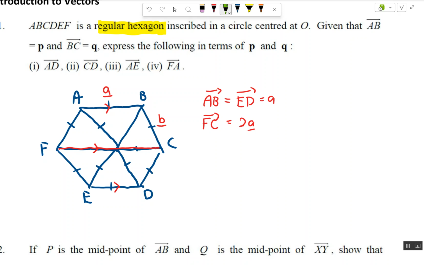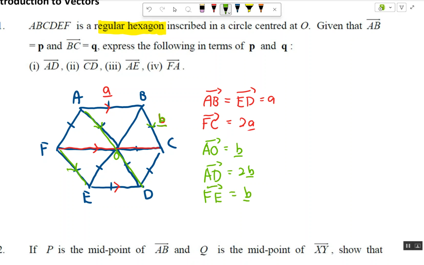Now I look at it in terms of b, and I'm going to use green for b. If b is here, I label the middle as O. AO is the same b as well. And actually, this is not a very good way of drawing this. If you don't draw it nicely, you will not realize that AD, this way, is 2 times b. As well as FE, this way, is also equal to b.